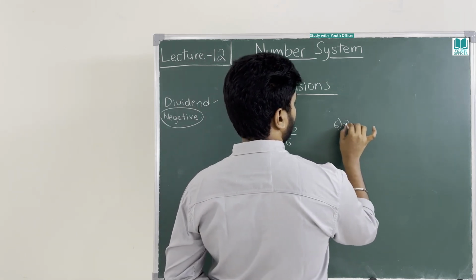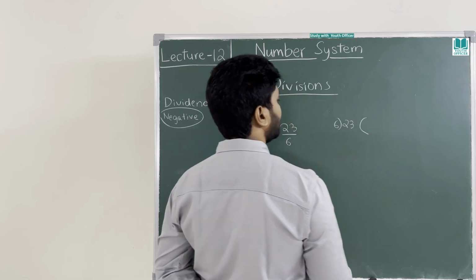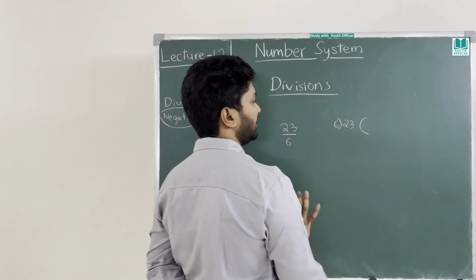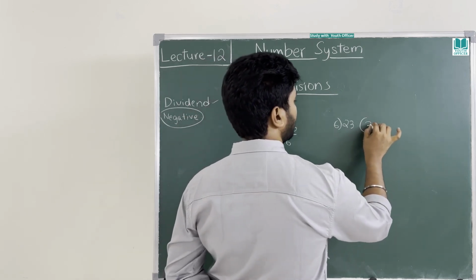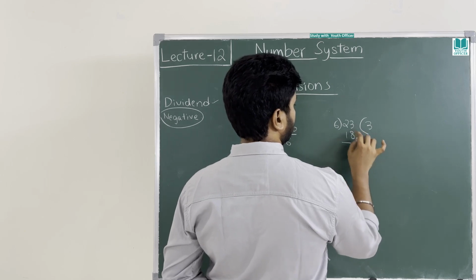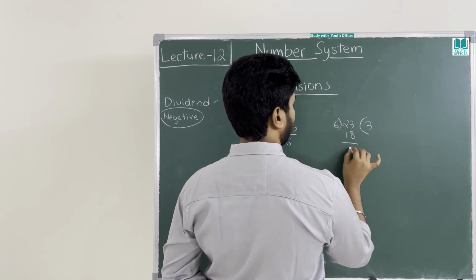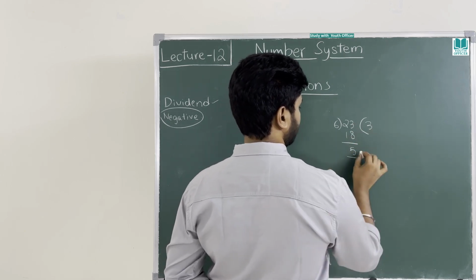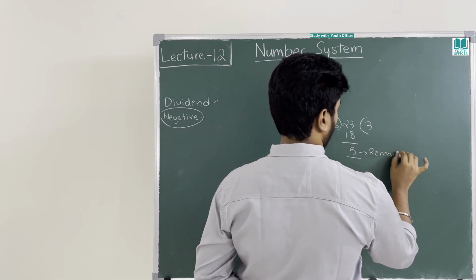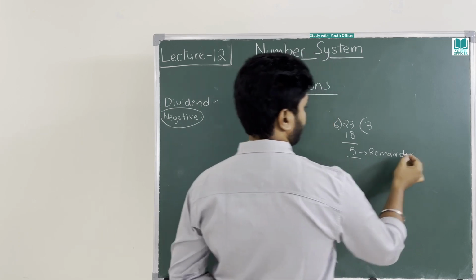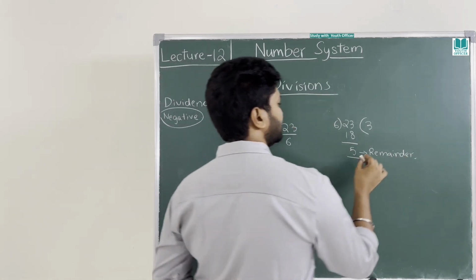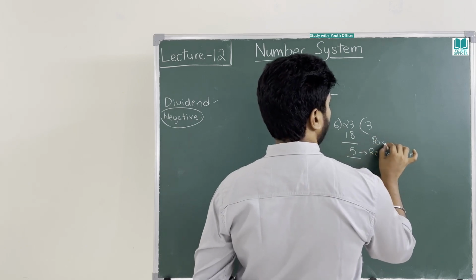6, 23. If you take 4 times 6, it is 24. It is more than 23. So you have to take only 3 times. 18. 23 minus 18 is 5. This is the remainder. Right. This is a positive remainder.